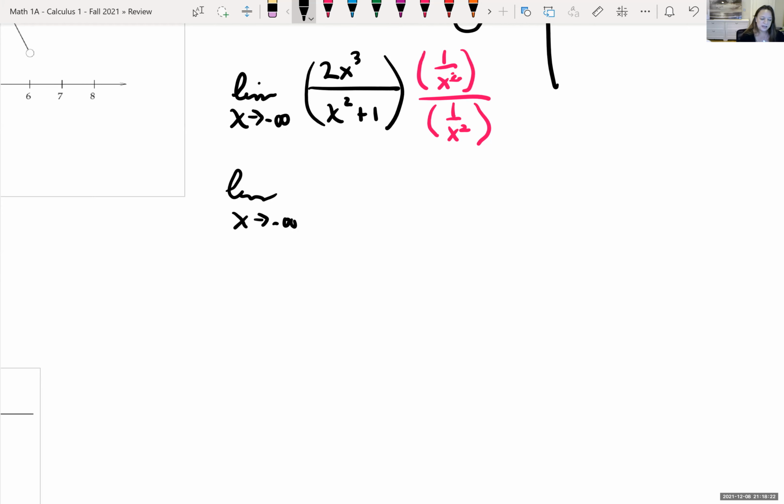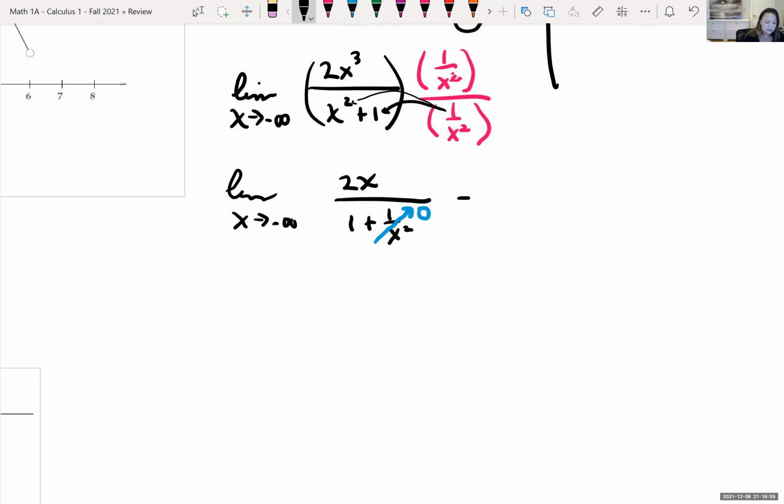And so we have 2x cubed times 1 over x squared. That's going to leave us with a 2x in the numerator. When we distribute this down in the denominator, though, x squared times 1 over x squared is 1, plus 1 times 1 over x squared is 1 over x squared. So remember, 1 over x as x goes to infinity goes to 0. So this 1 over x squared, as x is going to infinity, that piece goes to 0.